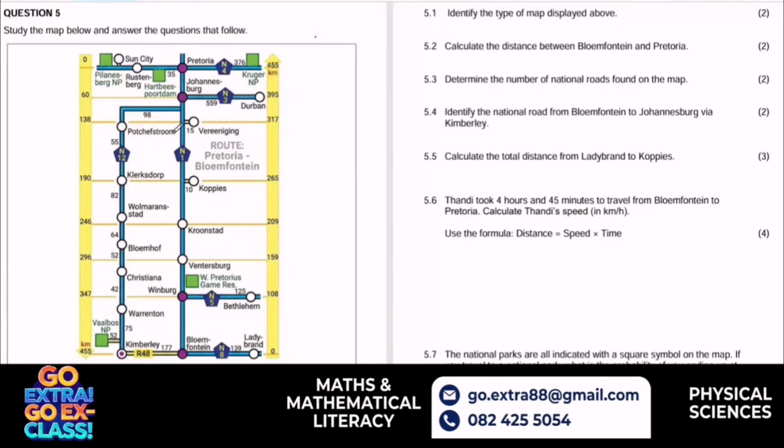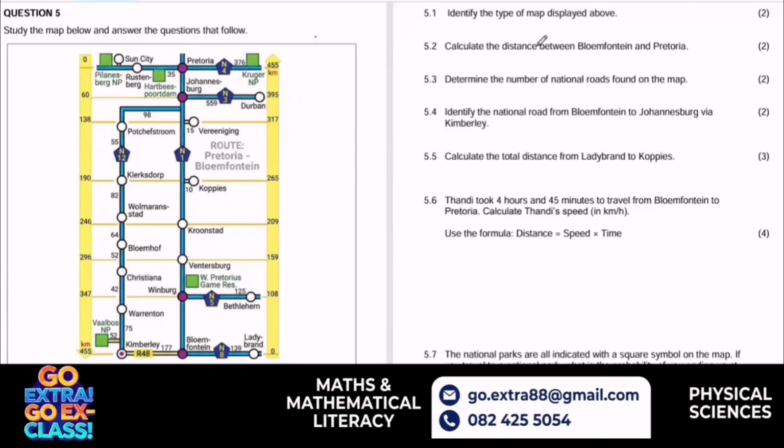Right, guys, I don't want us to waste time. I want us to get straight into it and answer the questions. So here are the questions on this side. Now we've analyzed the map, let's look at the questions. Now 5.1 says identify the type of map displayed above.